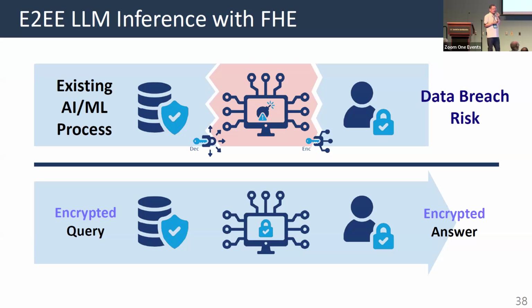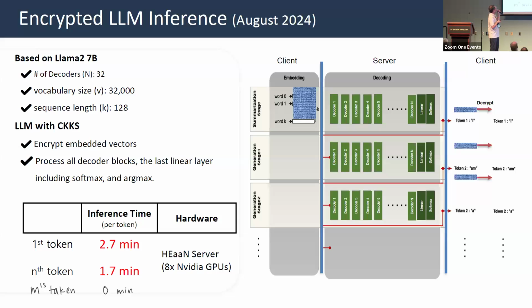Okay, so then we can try the end-to-end LLM inference with FHE. Currently, if you ask a query, the server can learn something from it. But with homomorphic encryption, we can enjoy end-to-end encrypted inference. What's the result? We implemented the Llama 2 7 billion model, and the first token is generated in 2.7 minutes. And the second one is faster than this.